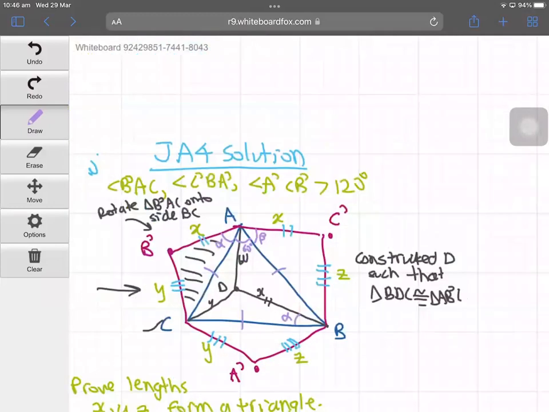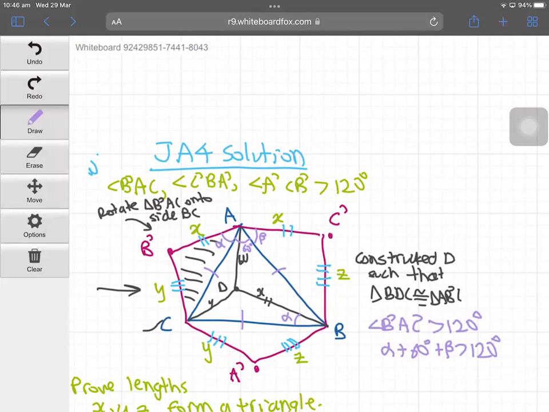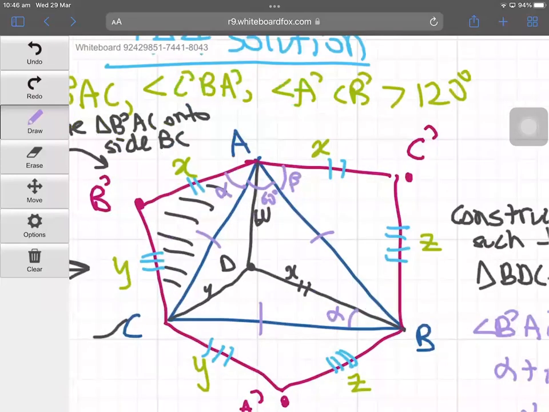And we know since B prime AC prime is greater than 120 degrees, we know alpha plus 60 plus beta is more than 120, which means that, beta, so you can say that 60 minus beta is greater than 60 minus alpha. What we see here is this angle is 60 minus alpha.